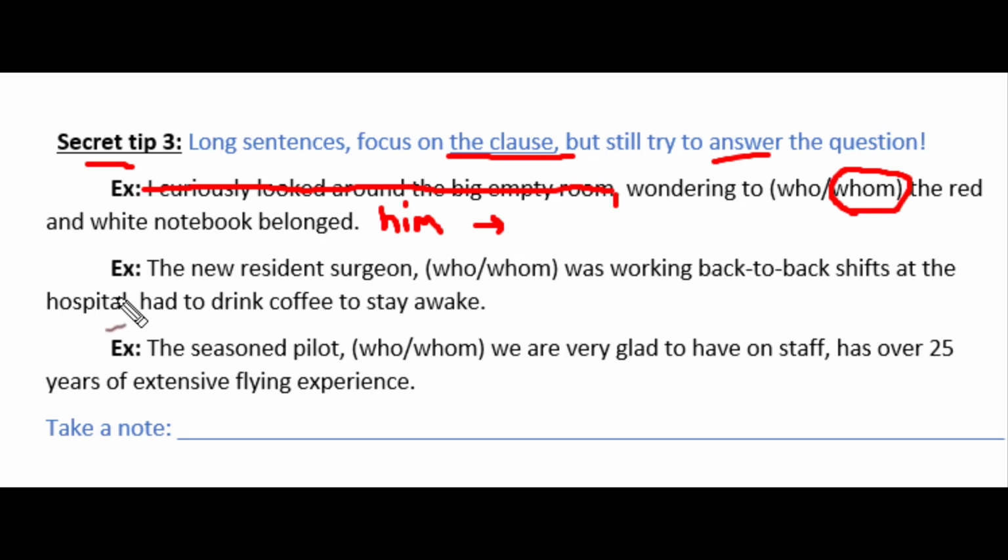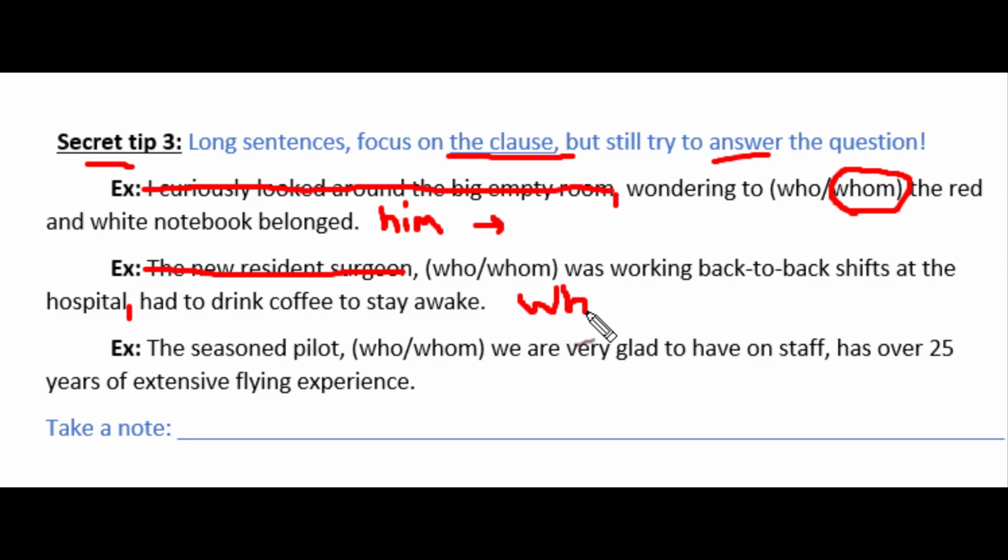Let's take a look at the next example. The new resident surgeon, comma, whom was working back-to-back shifts at the hospital, comma, had to drink coffee to stay awake. Let's get rid of this clause here up to the comma and answer this question. Who is working back-to-back shifts at the hospital? Well, he is, or she is, right? He, she goes with who.